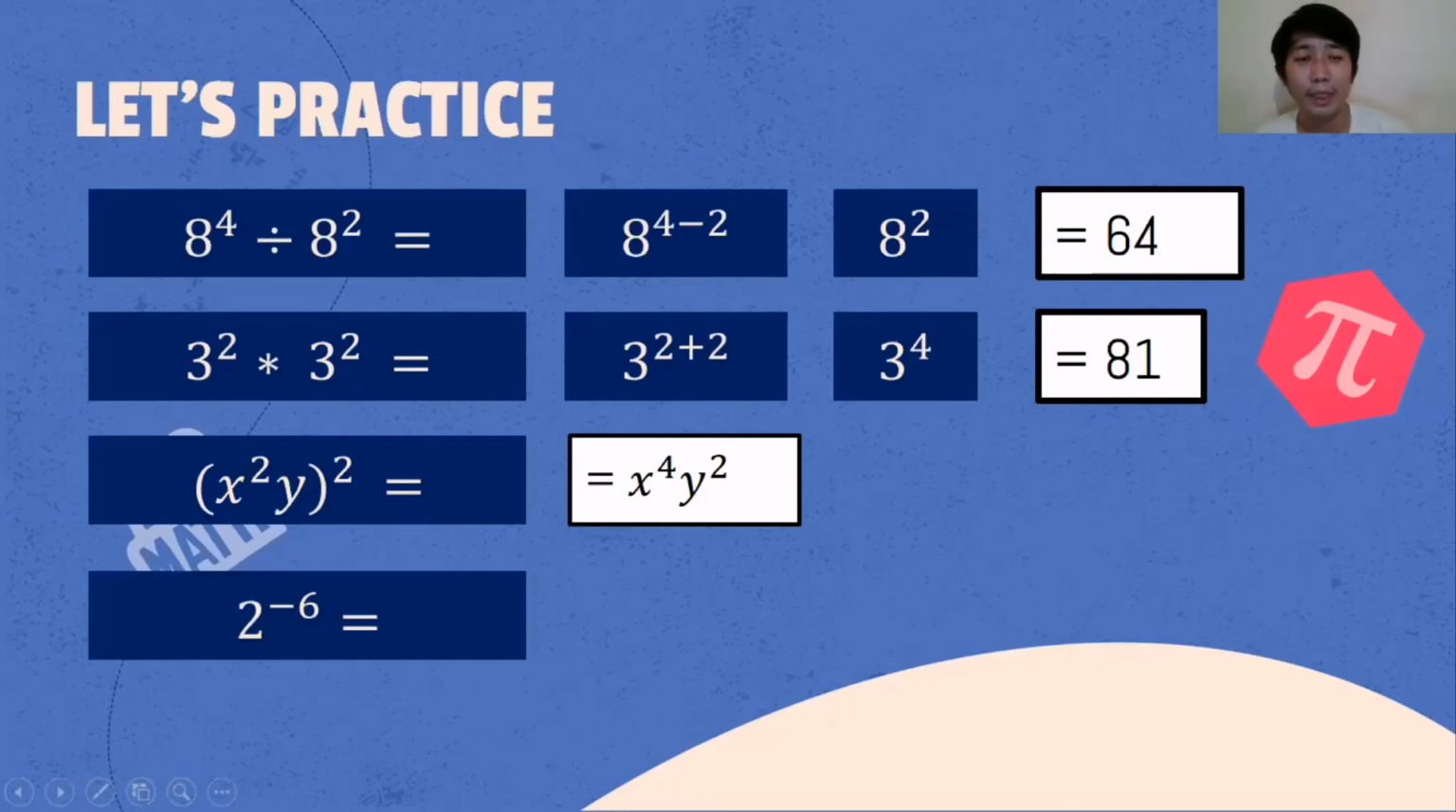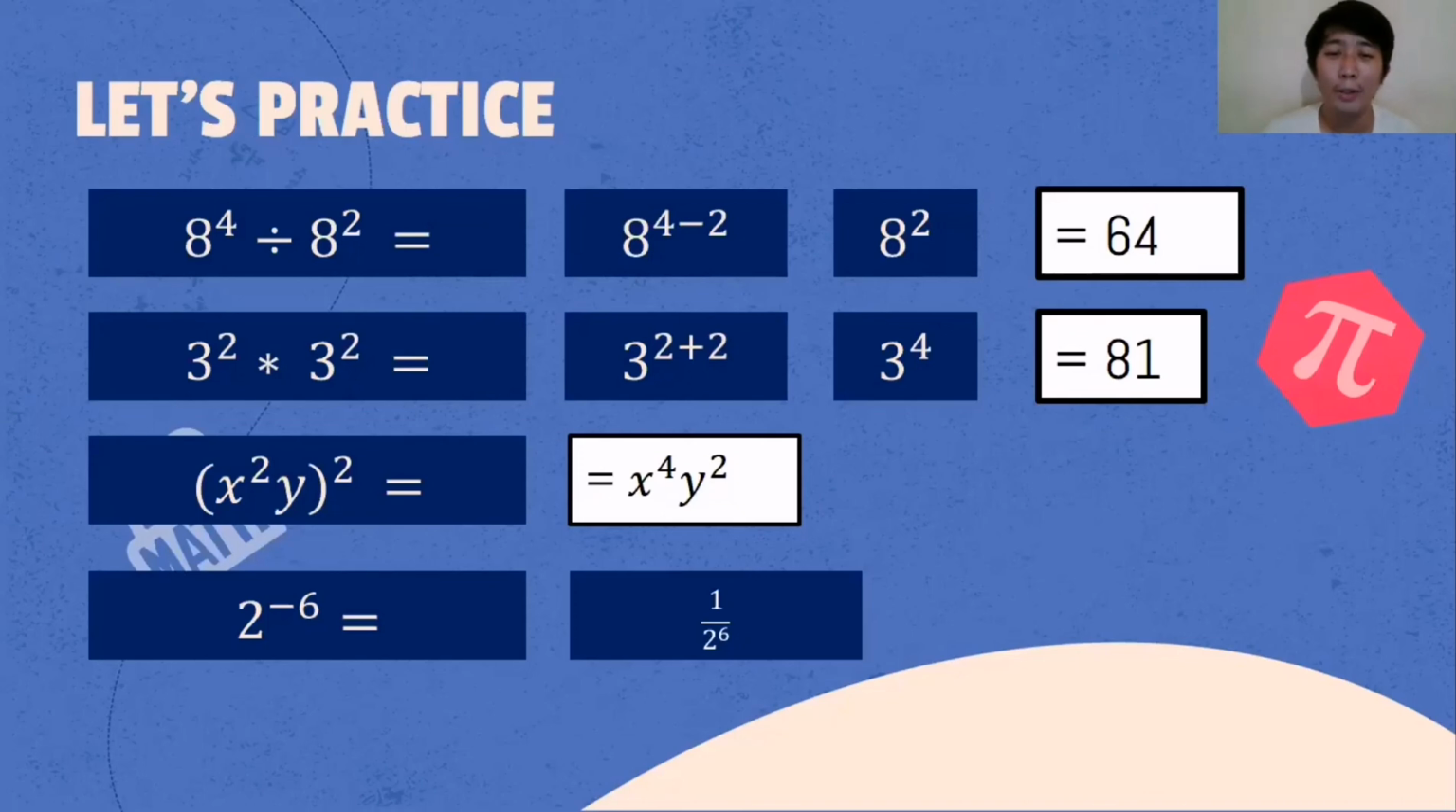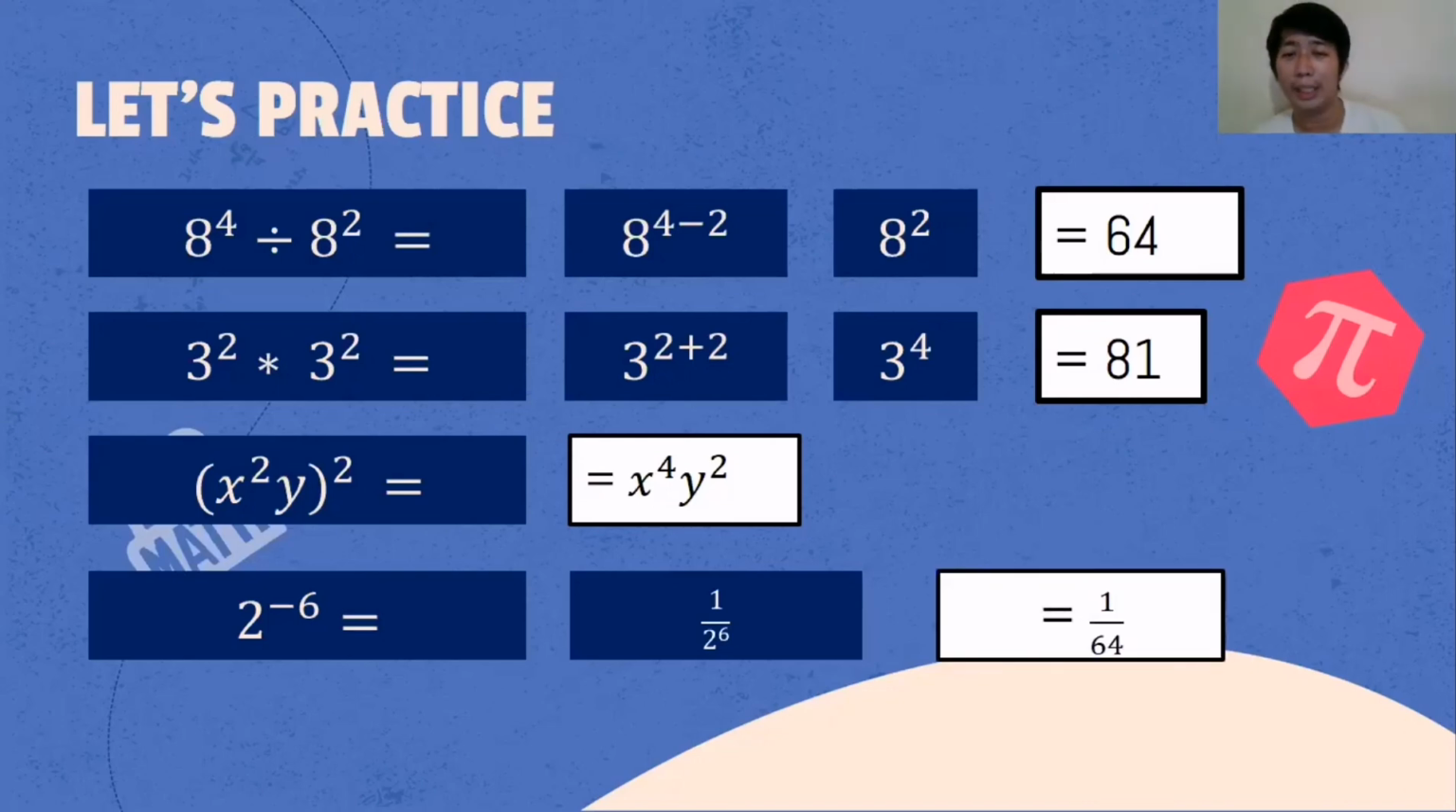Another one. What is 2 raised to negative 6? That is the negative exponent rule. Do you still remember it? Oh, I'm sure of that. So we will be moving the negative 6 to the denominator in order for it to have a positive exponent. So 1 over 2 raised to 6. What is 2 raised to 6? 2 times 2 times 2 times 2 times 2 times 2. So the answer will be 1 over 64.